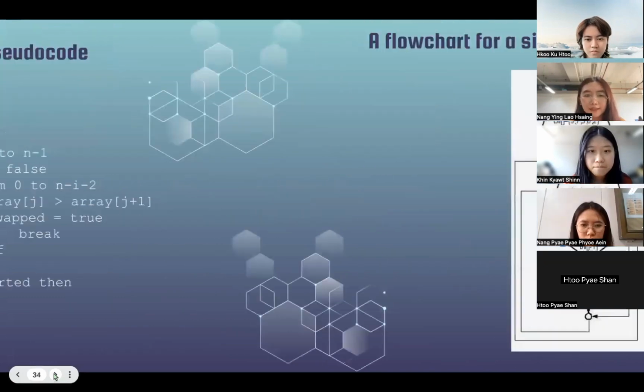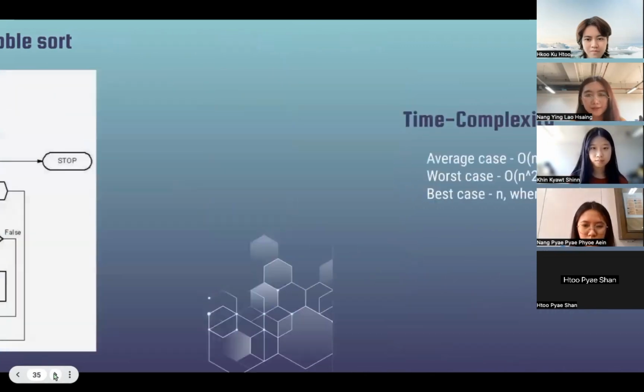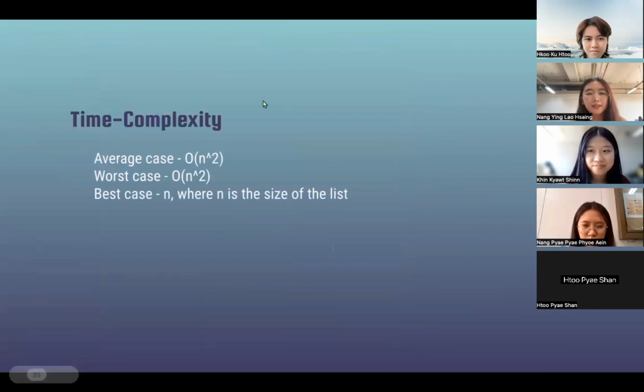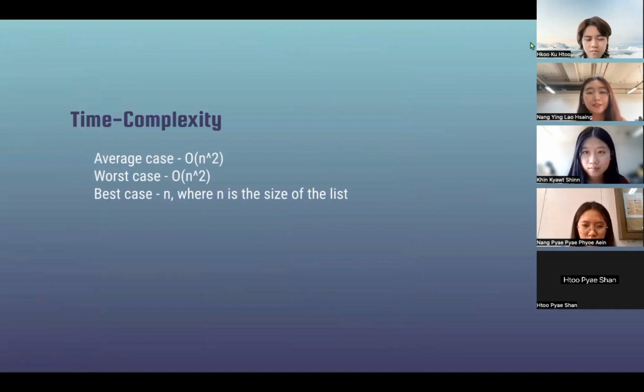Next slide, please. This is a flowchart which symbolizes the method that we explained earlier, so I'm not going to talk about this. Next slide. This slide is the time complexity of the bubble sort. The average case is O(n squared), the worst case is O(n squared), and the best case is O(n), where n is the size of the list. The next slide will be presented by my friend Nokukutu.